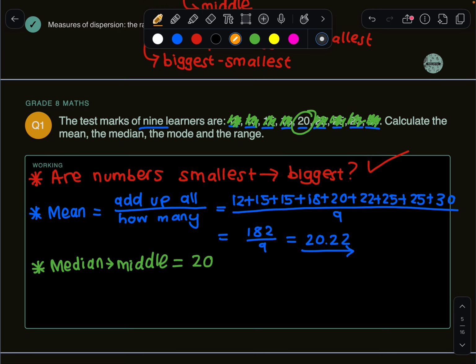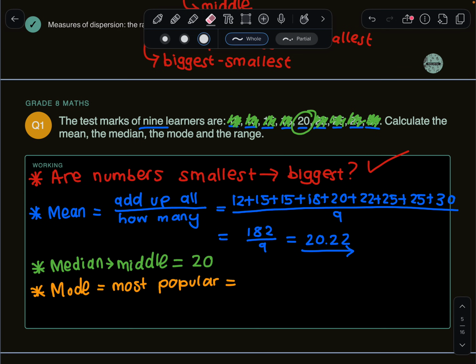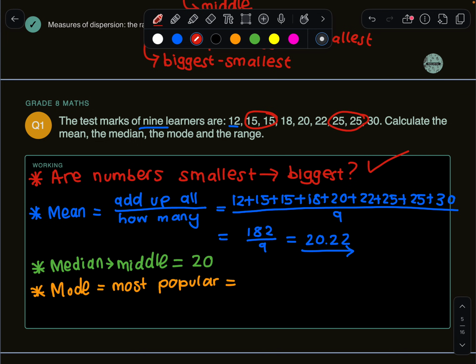Then we've got our mode, which is our most popular number. In this case, it is the most common mark for this test. We can see we got two 15s and two 25s, and you can have two modes. So it is 15 and 25. Those are our most popular marks.